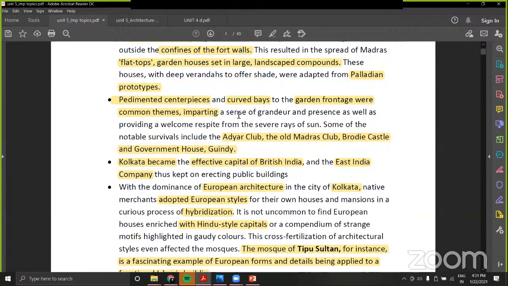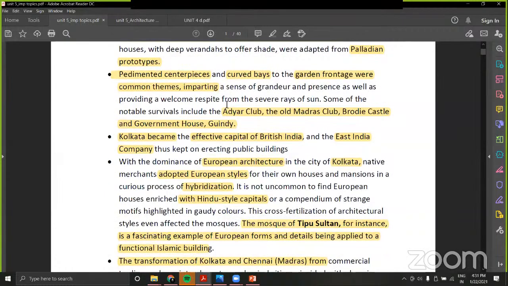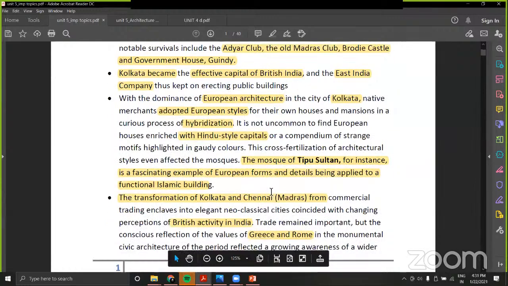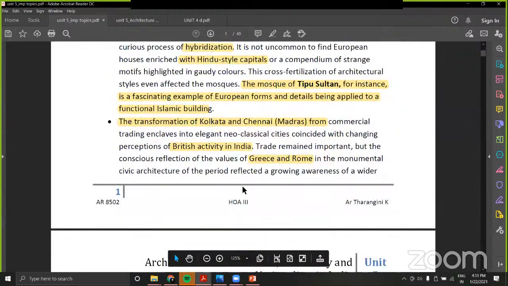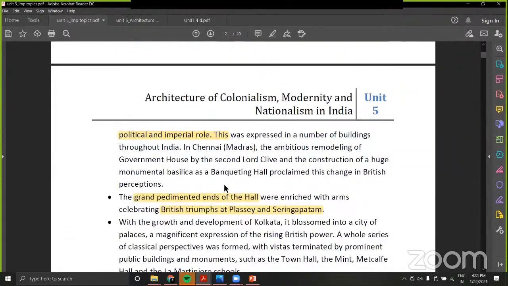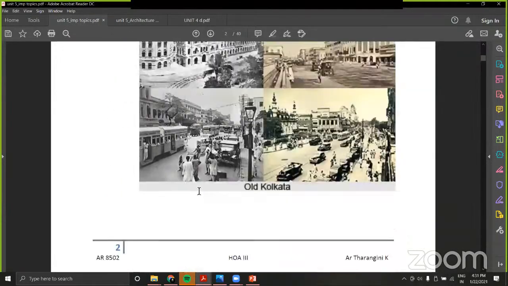Yeah, Kolkata became the effective capital of British India, and the East India Company thus went on erecting public buildings. In those days, Kolkata was the capital of the British, and yeah, we will see the buildings right now because it has a lot of history. So we will go to the buildings.